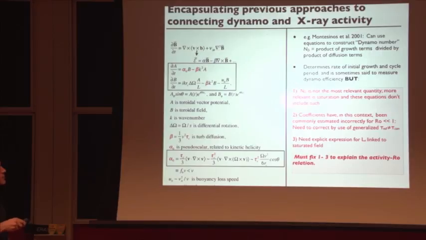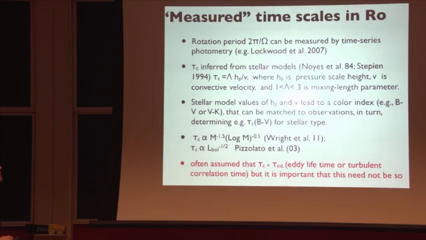Also, there's an important point, which I'll describe in a moment, which has to do with this convection time and its relation to the correlation time of the turbulence. That has to be amended. And also, you need to make an explicit expression for the X-rays that connects the actual dynamo field produced to the X-ray luminosity. So these are the things that one needs to fix to get an actual connection with dynamo theory, even in the simplest model. And that's what I want to describe now.